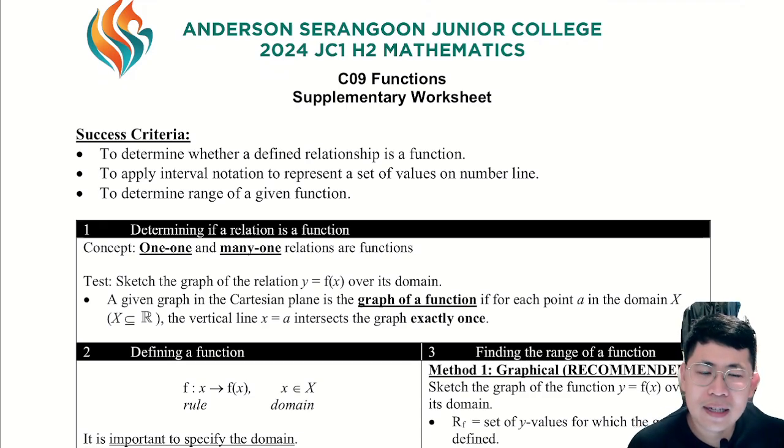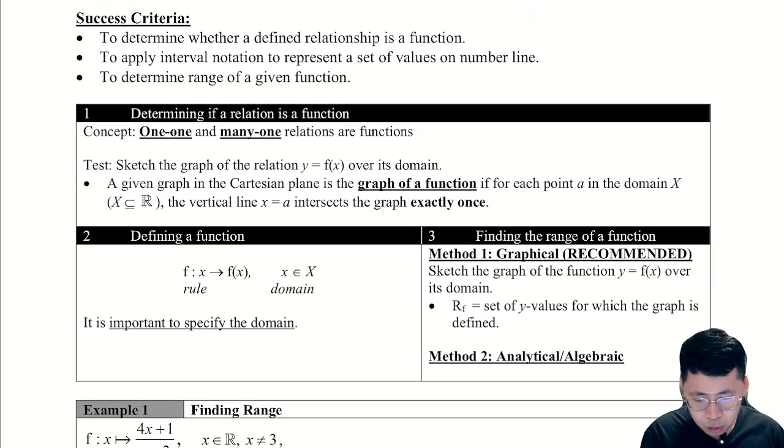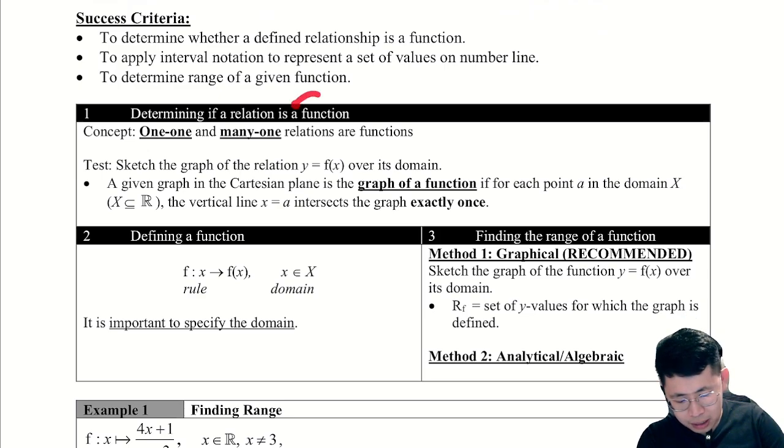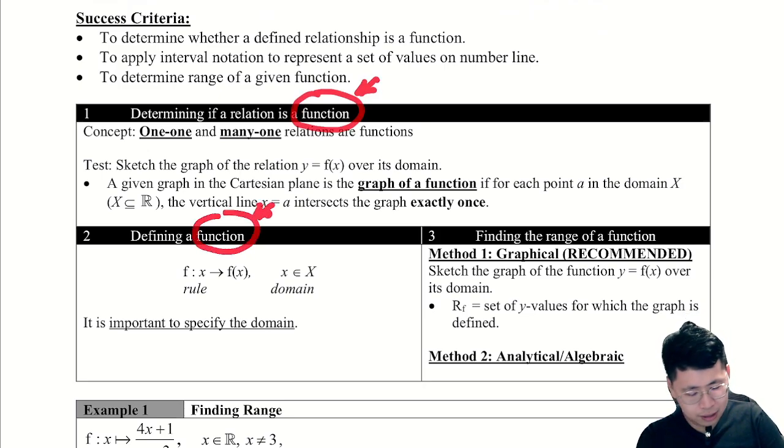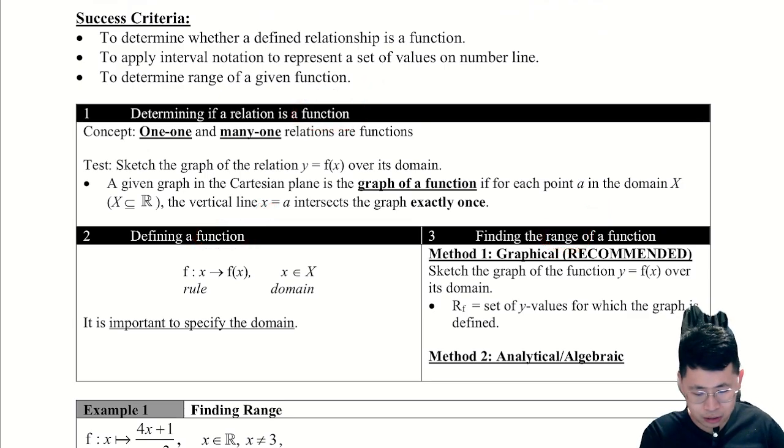Okay, hi everyone. Here we will be entering chapter 9, and this is actually a supplementary worksheet. In this particular video, we'll go through a few concepts on how we determine whether a relation is a function, how we define a function, and how we find the range of a function. So, namely, these three skills. Without further ado, let's start and go one by one.